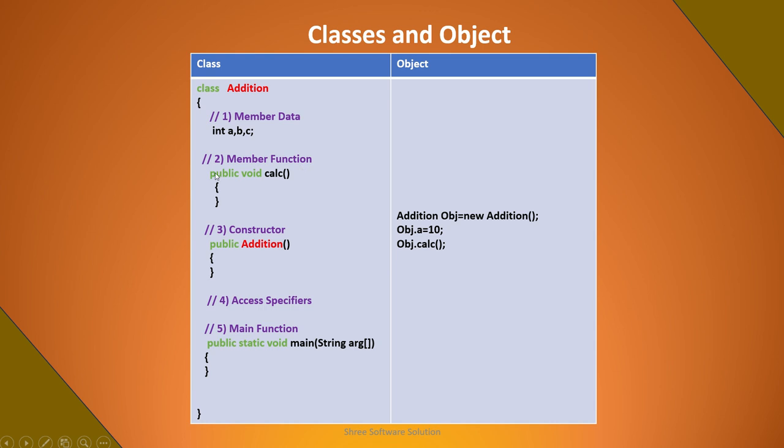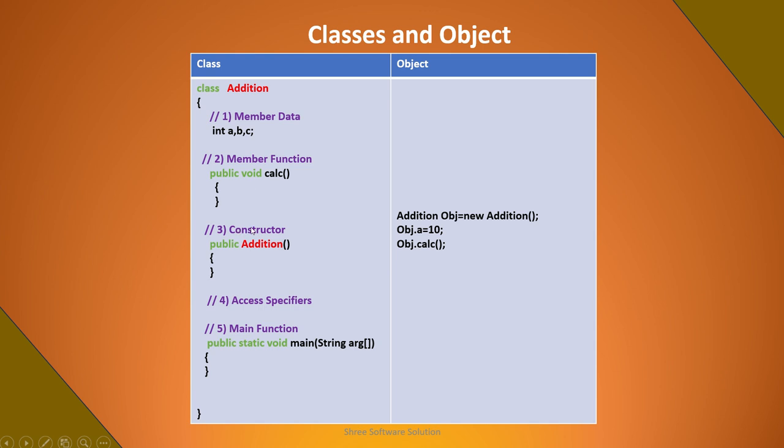And for the member function, I created public void calc. This is a void function without arguments. Inside it, whatever code you need, you can write. For example, I assign values for a and b, calculate the value, and print it. You can write that code inside. When we move on to the practical session, we will see that briefly. Here I'm writing only the syntax.